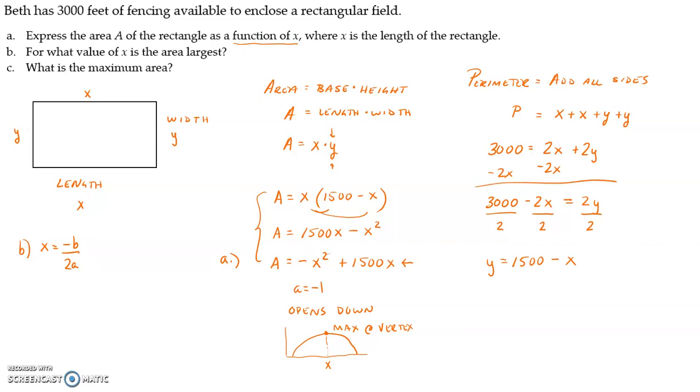And we know our a value is -1. Our b value here was 1500. So we can go ahead and plug those in. We've got a -1500 over 2 times -1. So we've got a -1500 over a -2. And this is going to give us an x value here of 750.